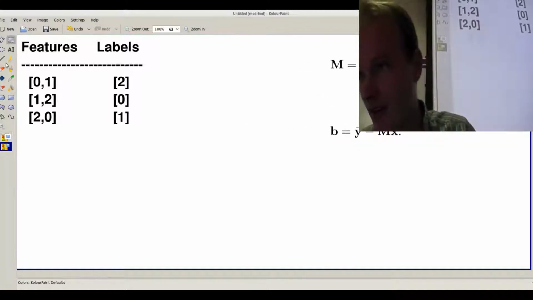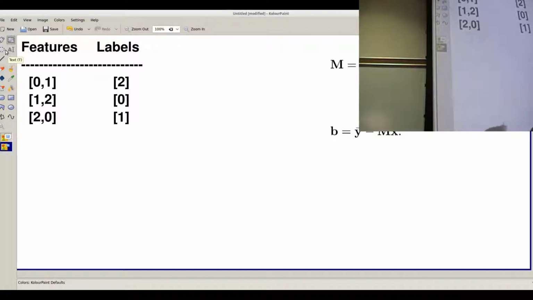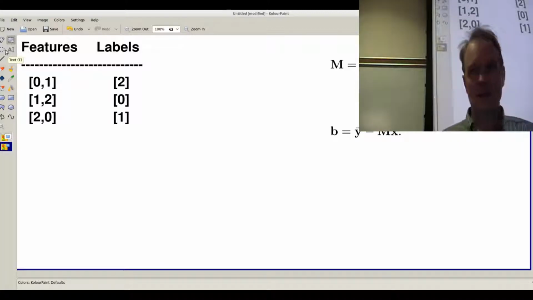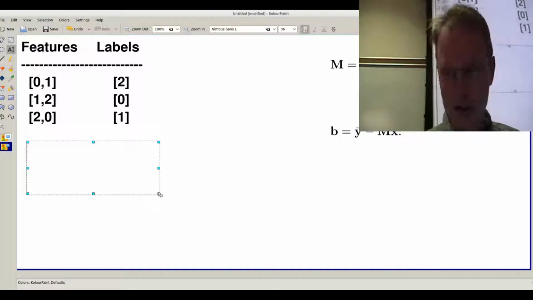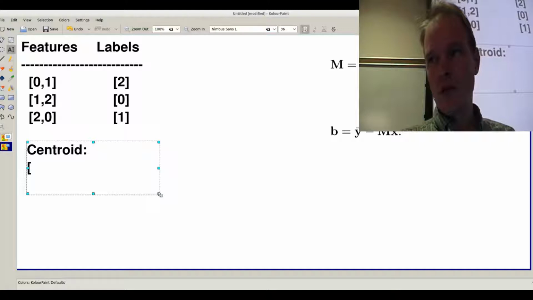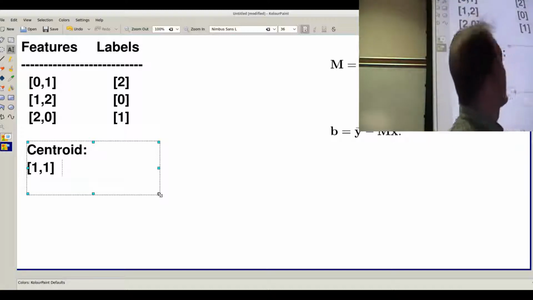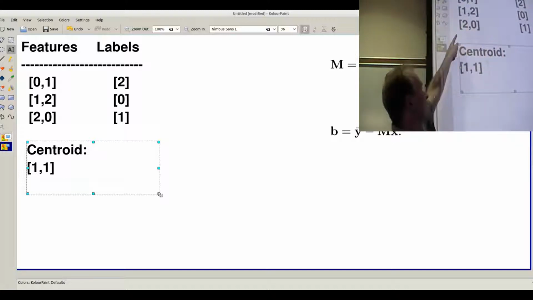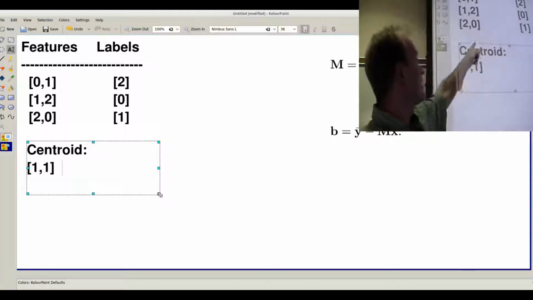Okay. First thing I need to do is, you see how there's a bunch of subtracting the means from all of these things? I'm going to compute the centroids of all of my vectors. So, centroids. What's the centroid of the features? I'm claiming it's 1, 1. Do you agree with that? Why is it 1? Because 0 plus 1 plus 2 divided by 3 is 1. And 1 plus 2 plus 0 divided by 3 is 1.